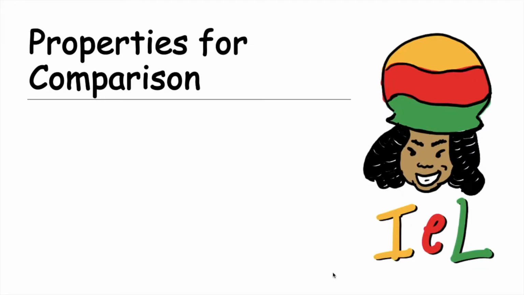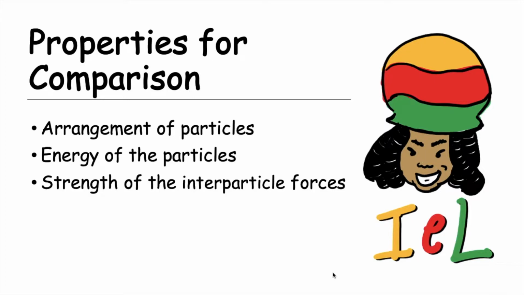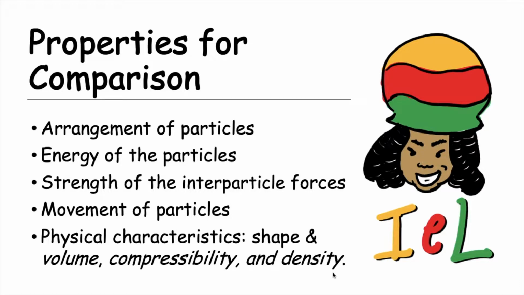Now we're going to compare some properties of the three states of matter, and the properties we're going to be focusing on are the arrangement of the particles, the energy of the particles, the strength of the interparticle forces, that's the force that holds the particles together, the movement of the particles, and we're going to look at some physical characteristics, particularly shape and volume, compressibility, and density.